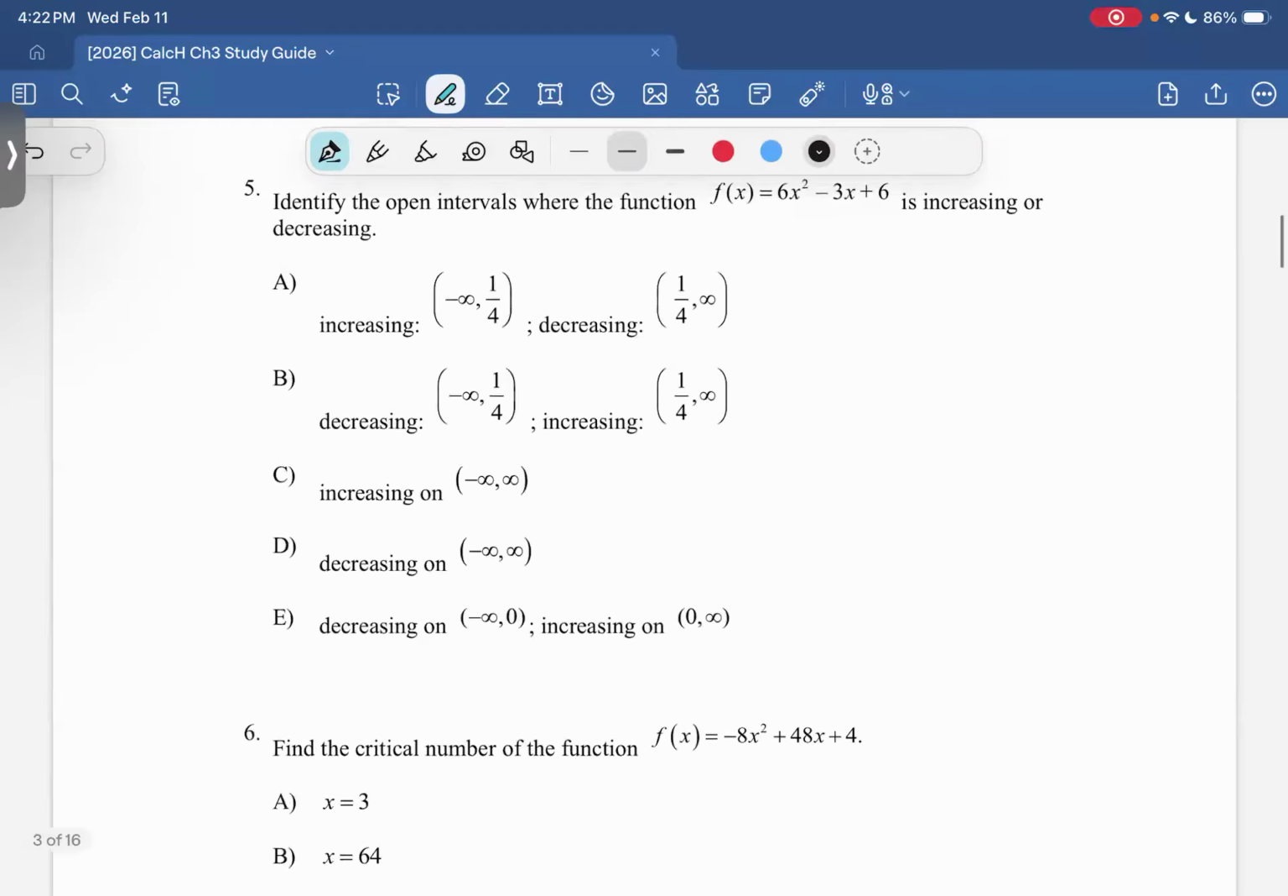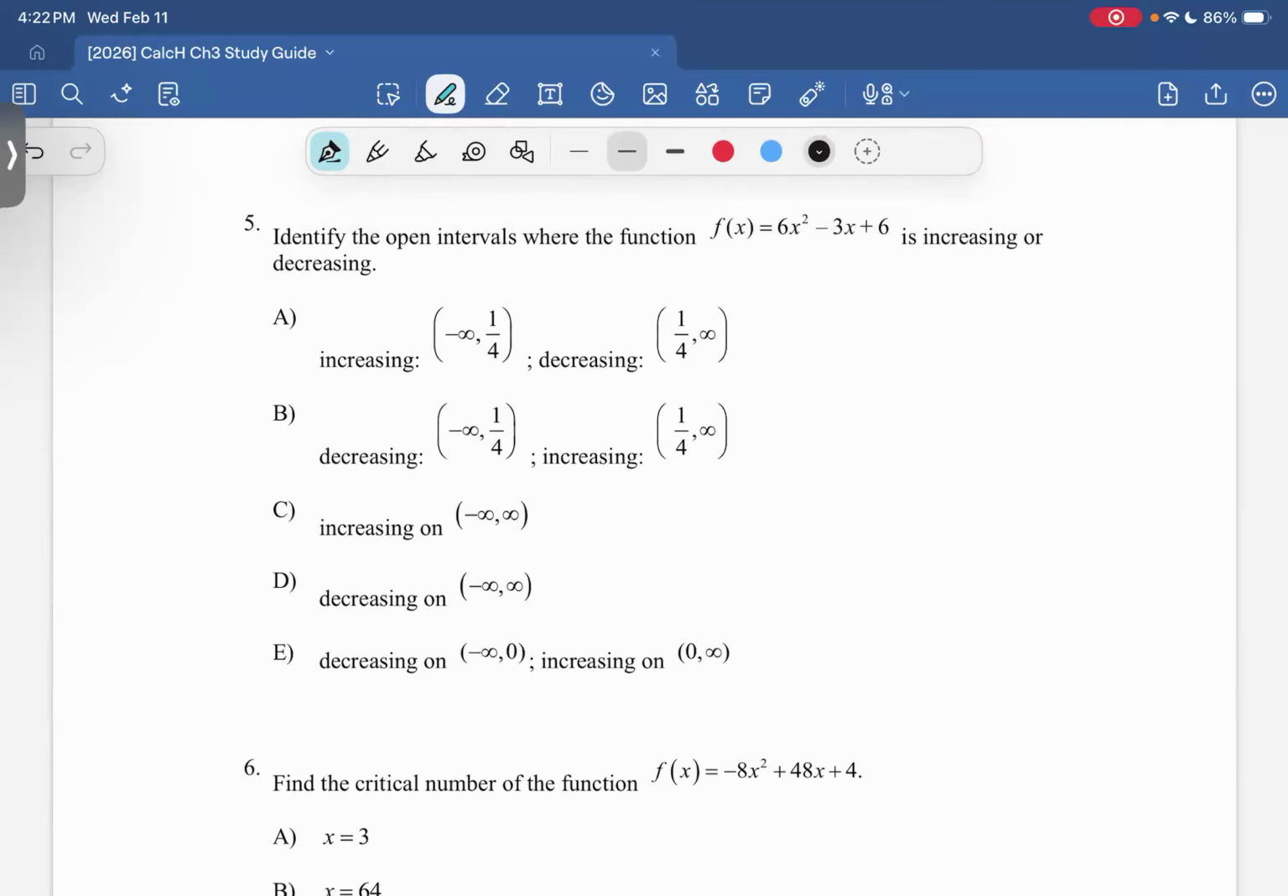Next question. Find the open intervals where this function is decreasing and increasing. So that means we're going to have to find the critical values, right? So f prime of x is 12x minus 3, which means our critical number is x equals 1/4. So our number line can be split like this. We can maybe test a point x equals 0 here.